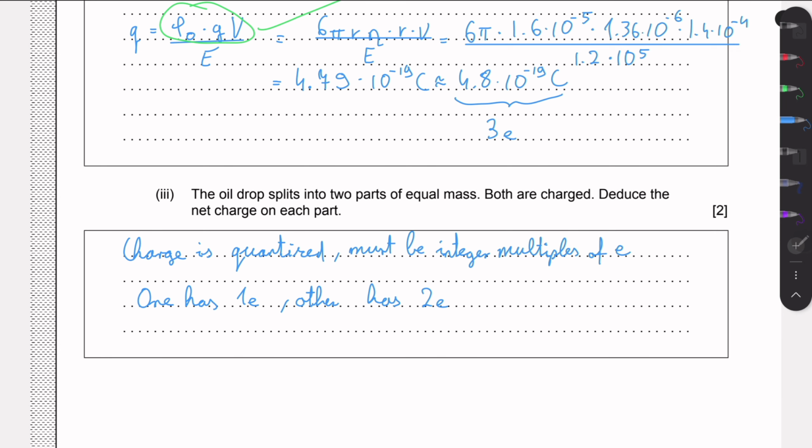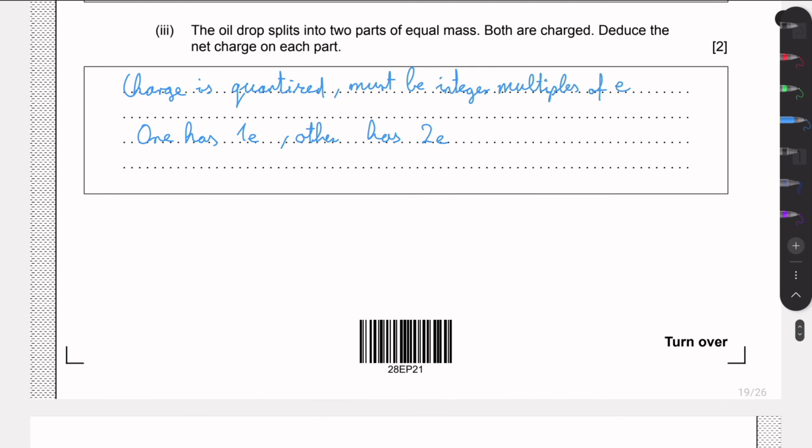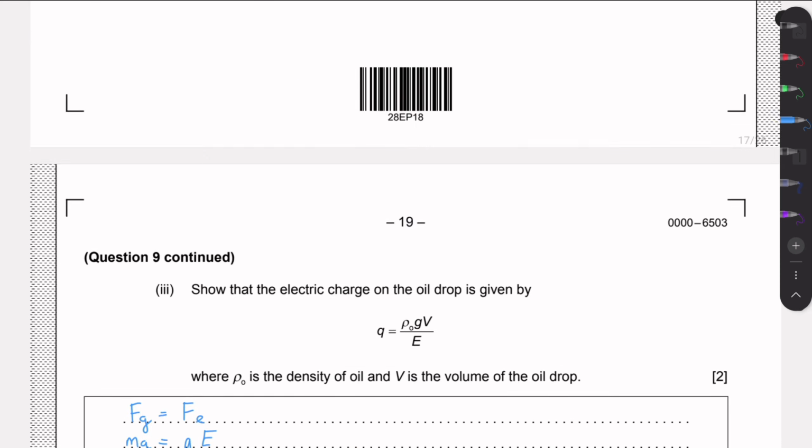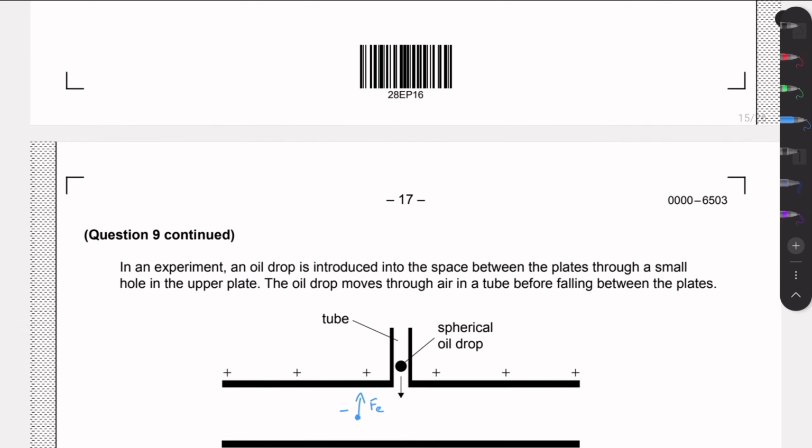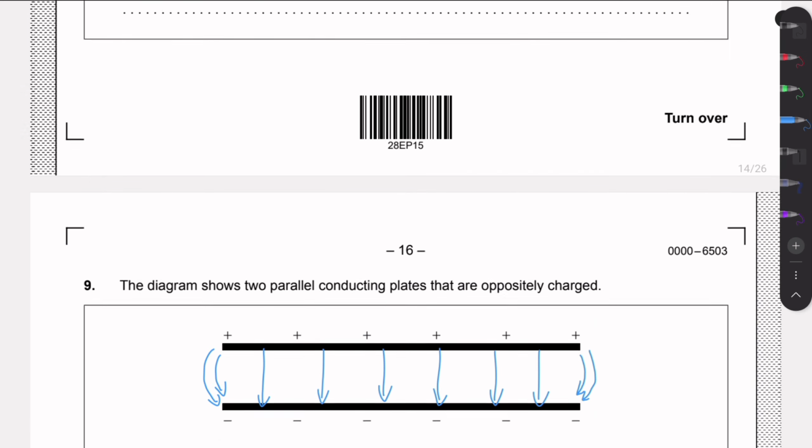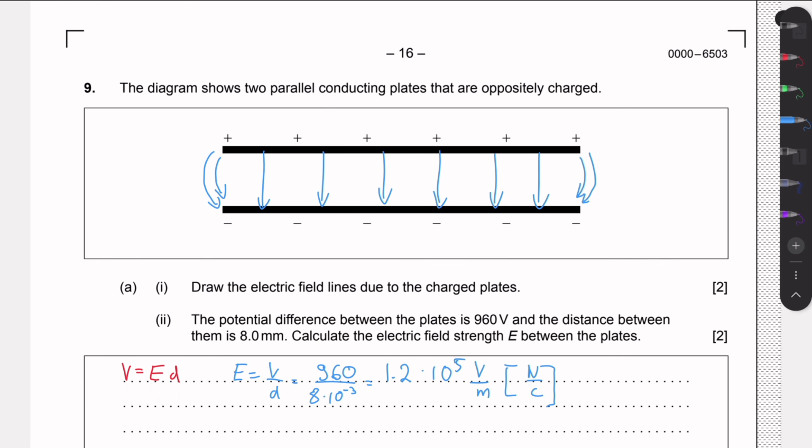We couldn't say 1.5e and 1.5e, as even though they have the same mass, we might think 1.5 and 1.5, but the charge must be quantized, so 1.5 is not an integer, so that would not work. And this was the end of question 9 in this 25 specimen paper. I hope I was able to help, and see you in the next video.